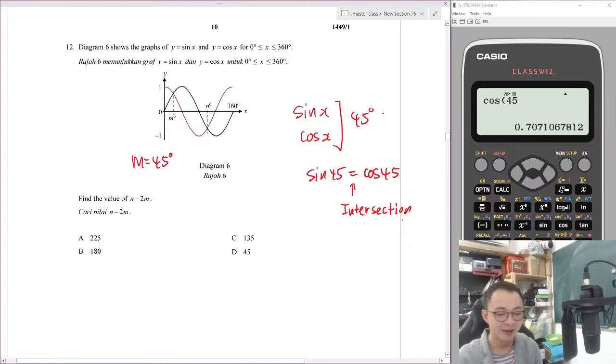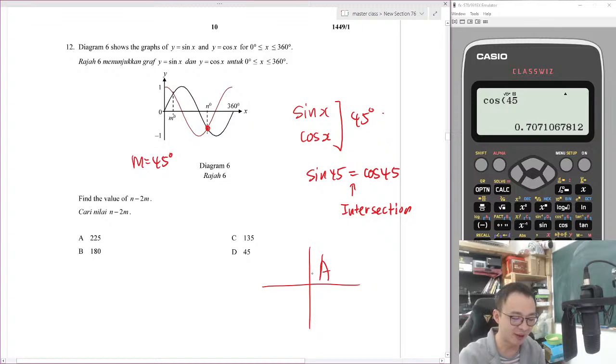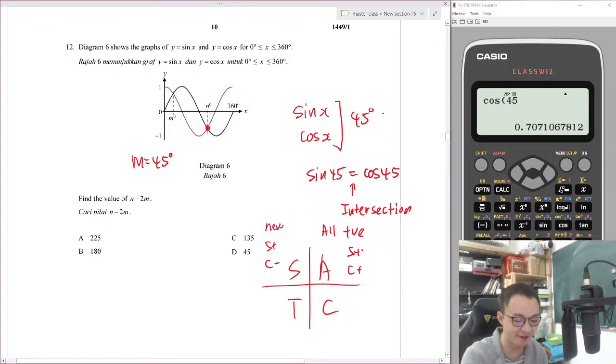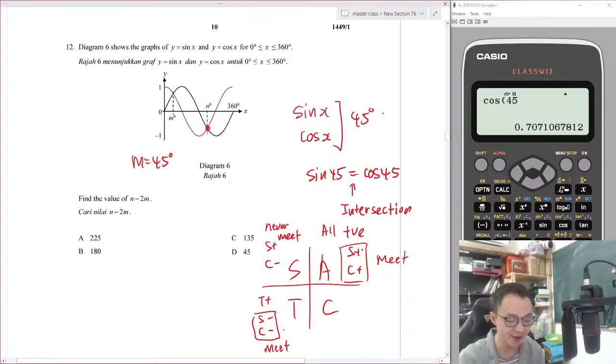And how do we get the next intersection? This one is a little bit tricky. But if you understand "add sugar to coffee", you know that in the first quadrant, all are positive, that means sine is positive and cos is also positive. But in the second quadrant, sine is positive, cos is negative, so they can never meet. In the third quadrant, tangent is positive, sine negative, cos negative. Both negative, they will meet again. In the first quadrant, they meet because both are positive. In the third quadrant, they meet again when both are negative.